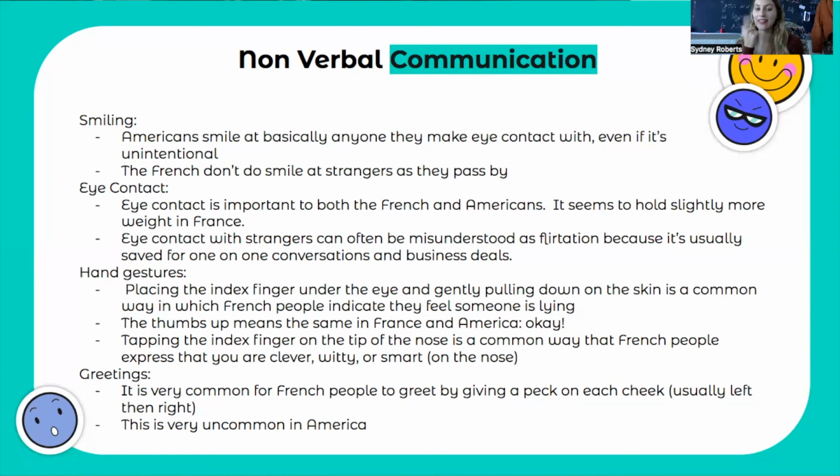So usually left and then right. This is very uncommon in America. If you went in for a handshake and somebody kissed you on the cheek, you'd probably be taken aback by that. So that's not very common in America, but it is very common practice in France.